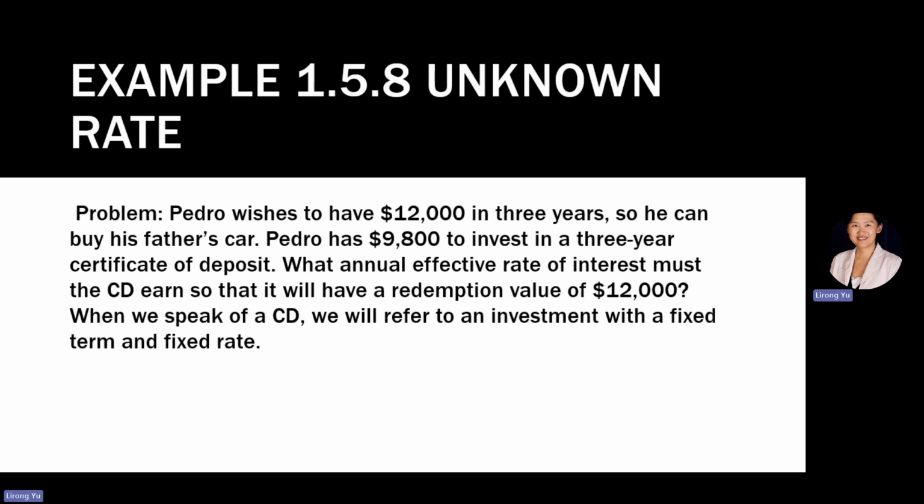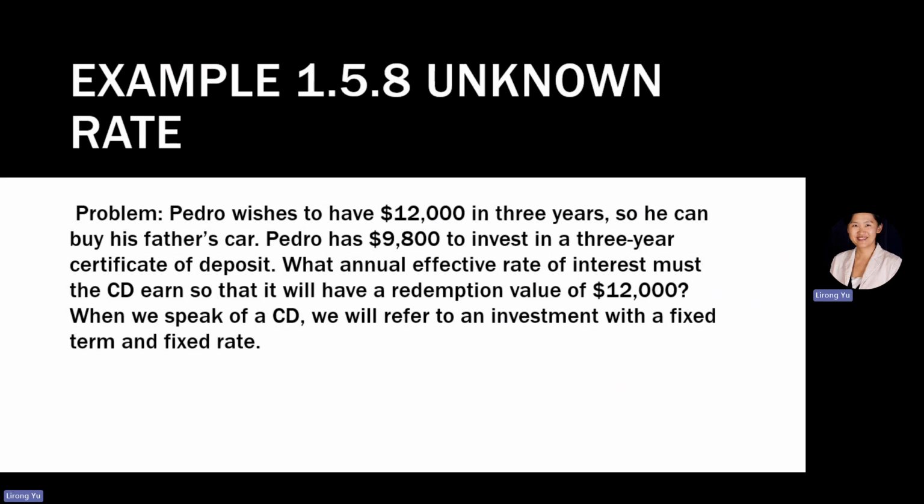Okay, so this is a question about an unknown interest rate. Here we say Pedro wishes to have 12,000 in 3 years, so he can buy his father's car. Pedro has 9,800 to invest in a 3-year certificate of deposit. What annual interest rate must the CD earn so it will have the redemption value of 12,000? CD is certificate of deposit, which means we have a fixed interest rate and fixed term.